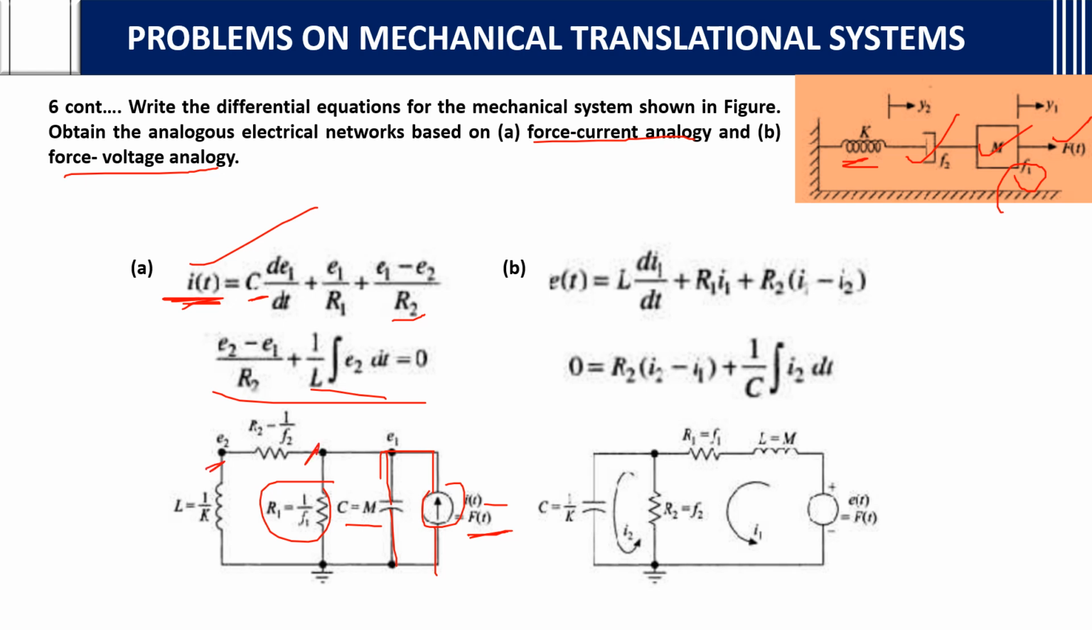Here in the diagram also, if you check, it is between what? F2 is between this K element and this F1 element. This is the mass block, and these two are in parallel. In between there is F2, so you consider F2 as resistance here. Then the inductor, like this, parallel again.